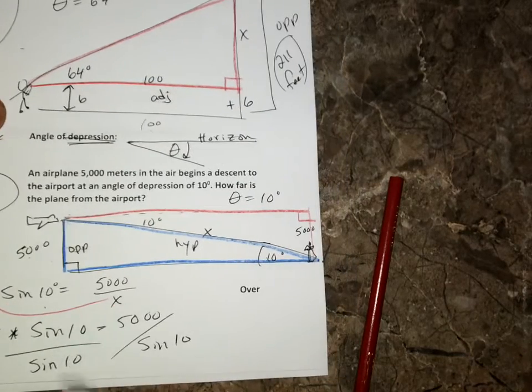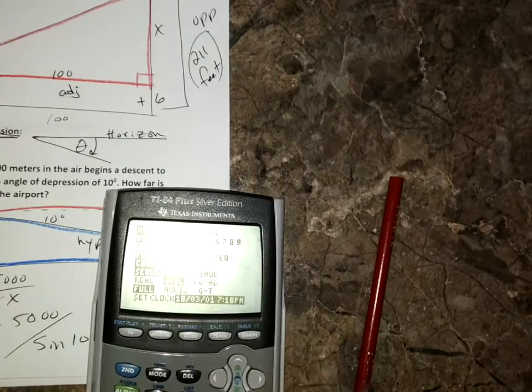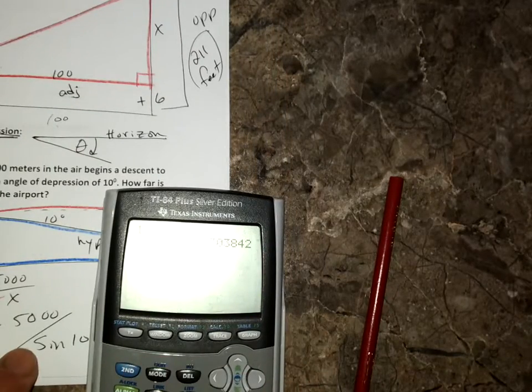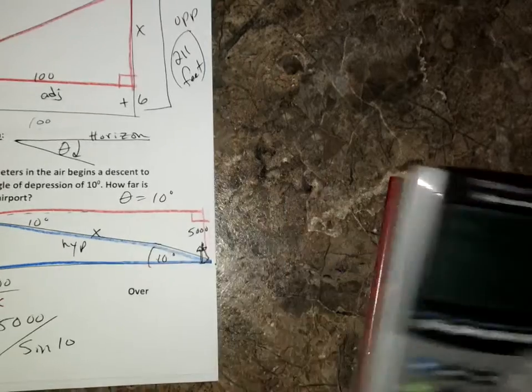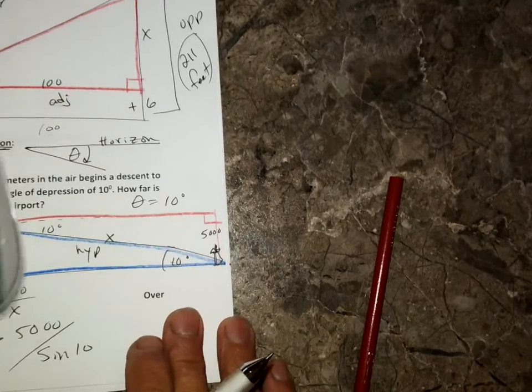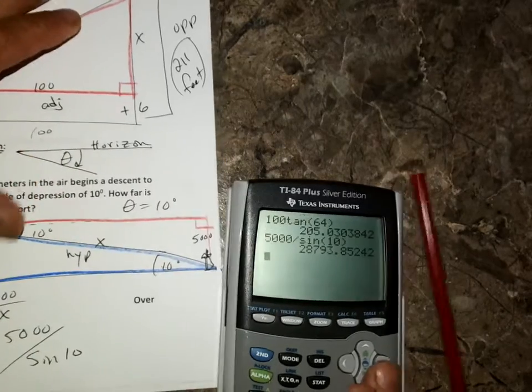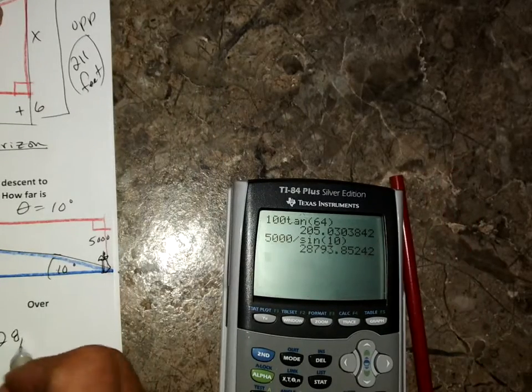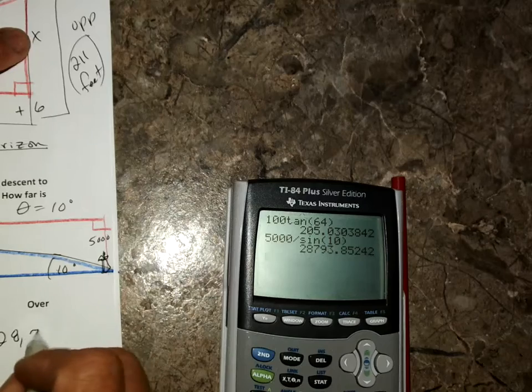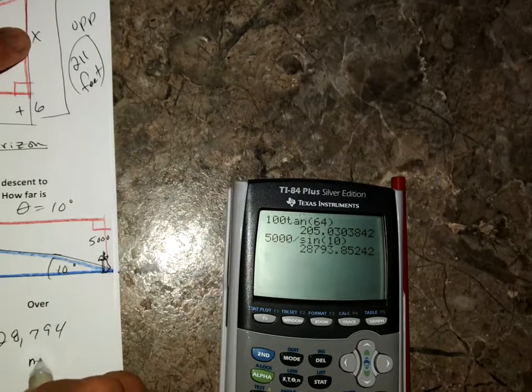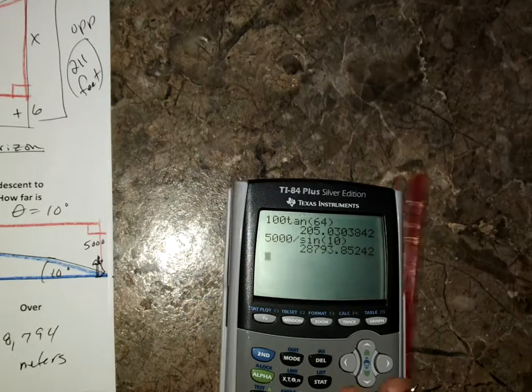Now, what is that in my calculator? Let's find out. I'm just going to go 5,000 divided by sine of 10. Okay, and what do I get? About 28,000, which makes sense because the airplane's a long ways away. 28,794, about. We'll round up. 28,794 meters. We're about 28 kilometers away, right?